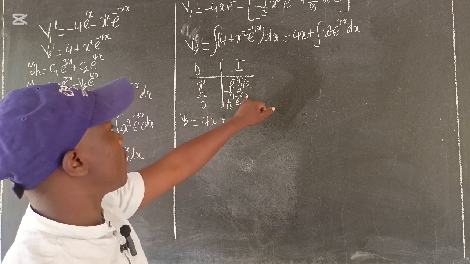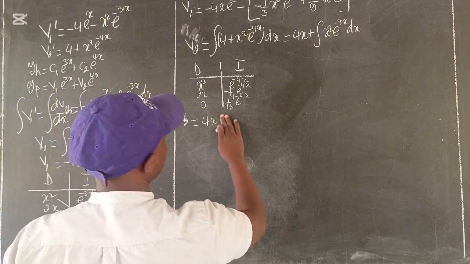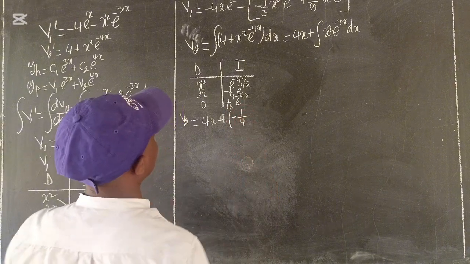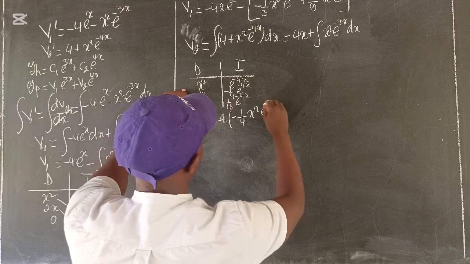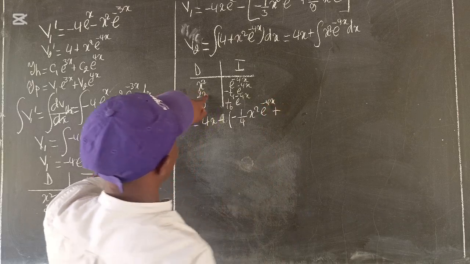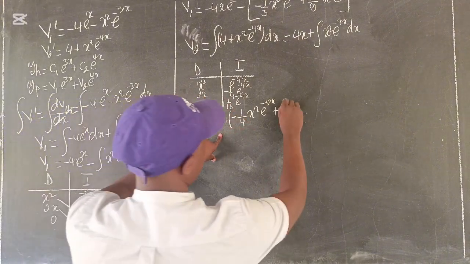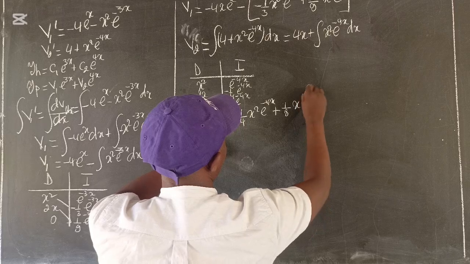Okay, v2 is equal to 4x plus this times this, x square times minus a quarter exponential of minus 4x, that is minus 1 over 4 x square times exponential of minus 4x, plus this times this, which is 2x by 16, that is 1 over 8 times x times exponential of minus 4x.